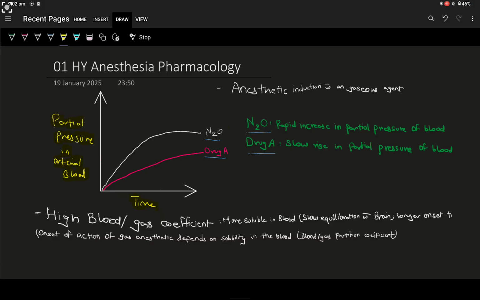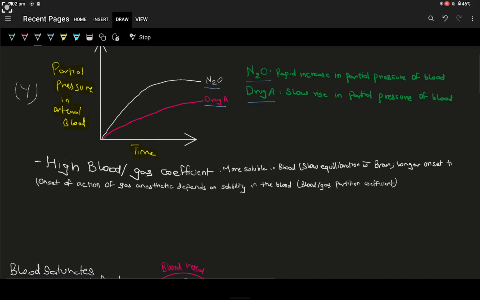In this video, we'll be covering high yield anesthesia pharmacology. So here we will be going directly to the question which we have. That is, we have a graph which is depicting, on the y-axis, the partial pressure of arterial blood of the anesthetic, and on the x-axis we have the time.